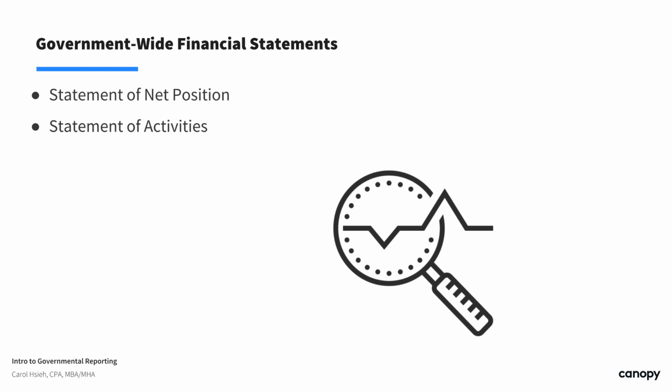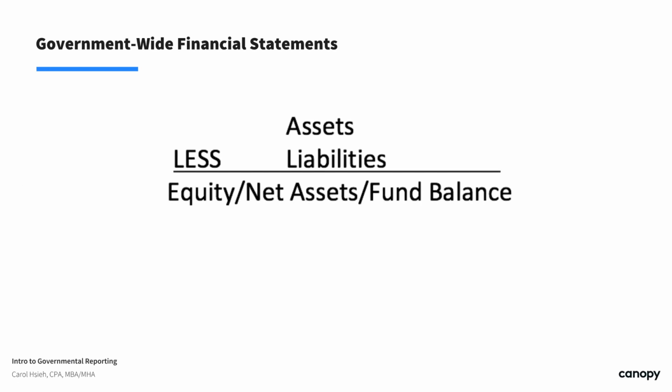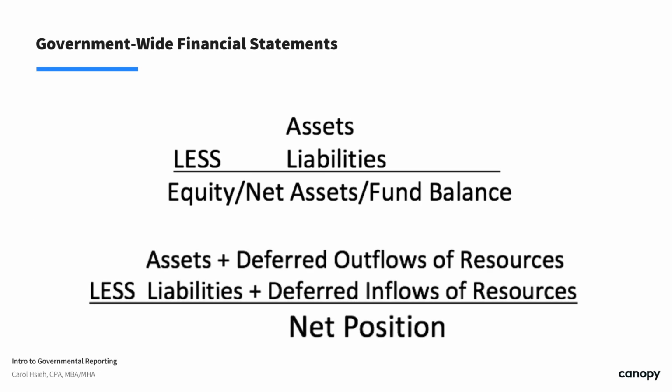Now, the statement of net position presents mostly the same information as a balance sheet. Traditionally, on the balance sheet, we have assets, liabilities, and the difference between the two, which is equity or net assets or fund balance. A few years ago, GASB Concept Statement Number 4 added 2 more reporting elements: deferred outflows of resources and deferred inflows of resources.